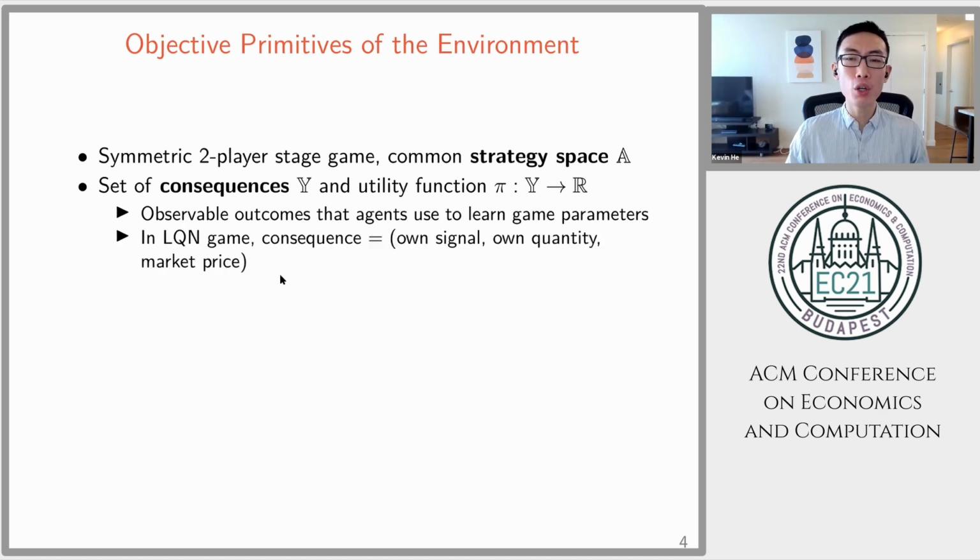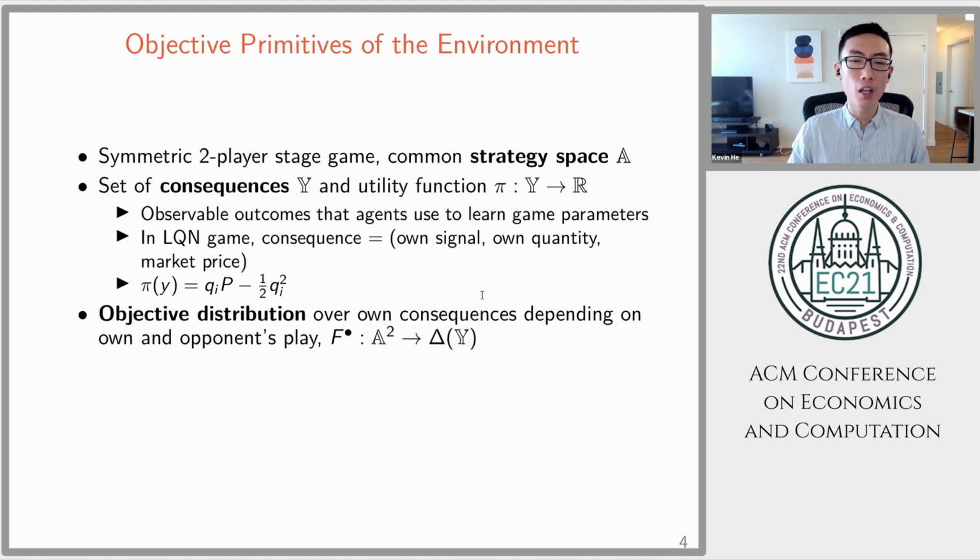Now, in the example from before, we can take the consequence to contain your own signal, the quantity you produce, and the realized market price at the end of the match. Notice that in that case, your payoff, namely your profit, is a function of that consequence. There is this objective distribution F, which maps profiles of strategies into a distribution over consequences. This tells us how every strategy profile translates into your own consequences. And so this F is going to capture the true parameters of the stage game.